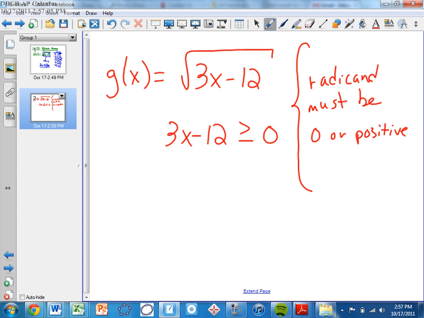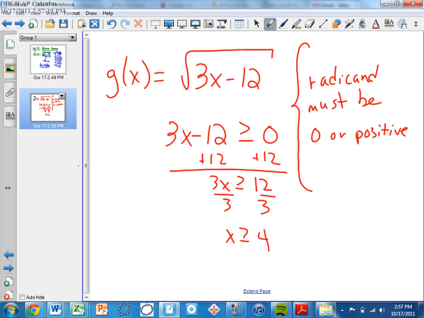Now, looking at this statement, I can solve this like any other equation. Add the 12 to both sides. 3x is greater than or equal to 12. Divide by 3. x is greater than or equal to 4. Again, treat this like an equation. It is no different than any equation we've looked at. We can graph it, but we're also going to write it in our interval notation that we talked about.